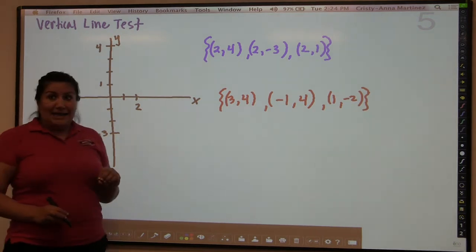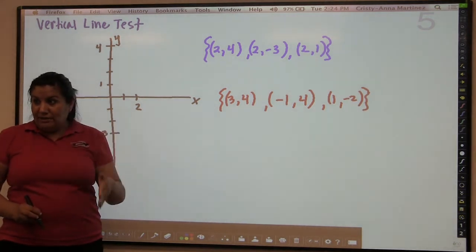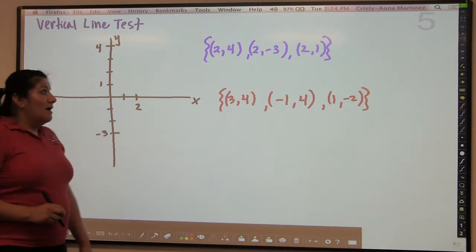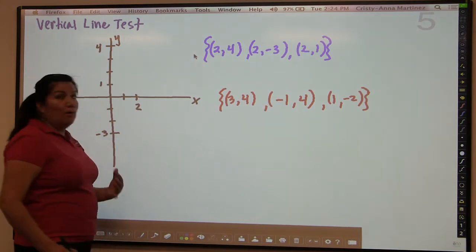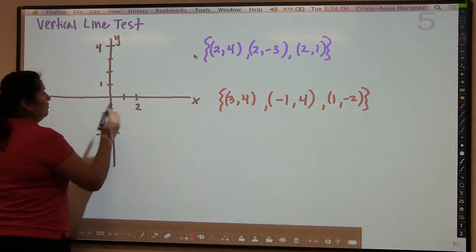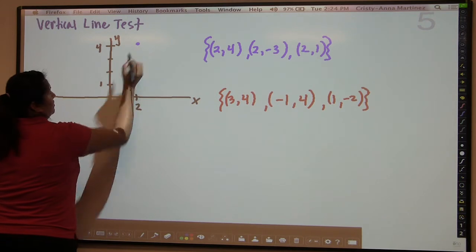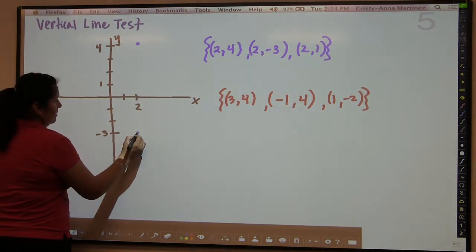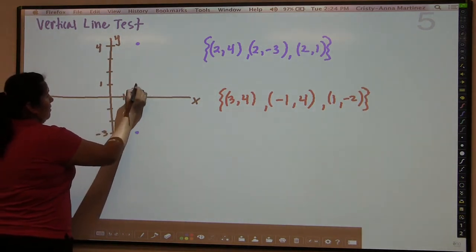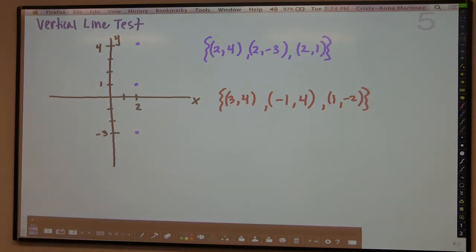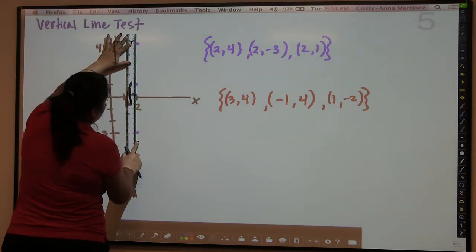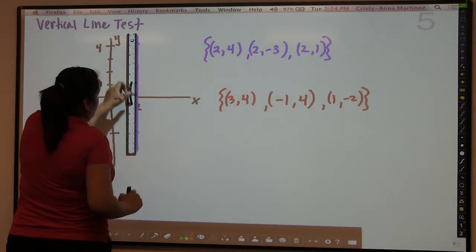But I do have to explain to you why the vertical line test actually works. Hopefully you know what a vertical line is. It goes up and down like the y-axis. So what I have here is I've put in blue a set of points that I'm going to now plot. What if I were to plot 2, 4? That's where the points would be. 2, -3 is down here, and 2, 1 is right here. Now, I don't know if you can tell yet by looking at this, and I'm sorry if your screen's getting blurry right now, but you can draw a vertical line through all those points.